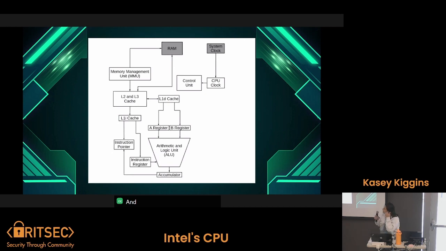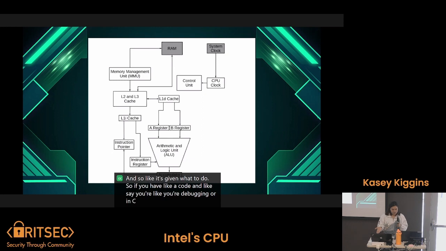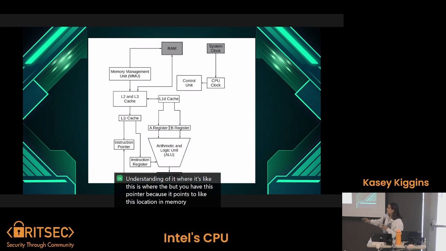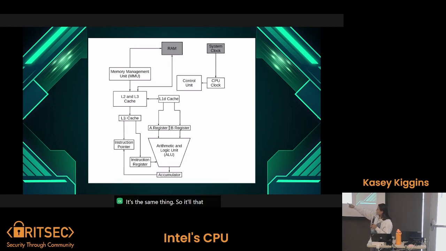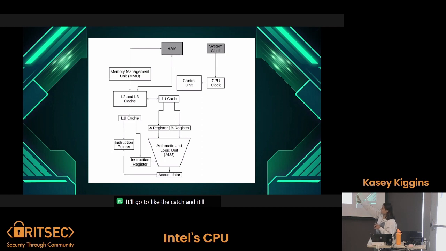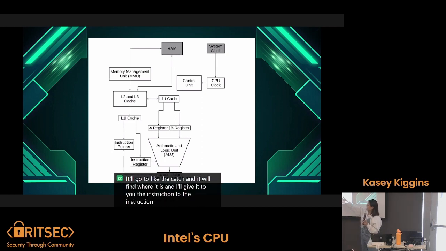If you have code and say you're debugging, or in C you find out what pointers are, it's very similar to that understanding, where you have this pointer because it points to a location in memory. It's the same thing. So it'll tell you where it is in memory for the instruction pointer. It'll go to the cache and find where it is, and then it'll give it to the instruction register so that it can feed it into the arithmetic and logical unit.